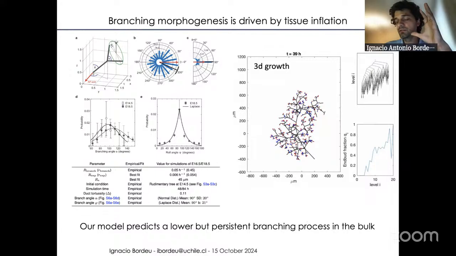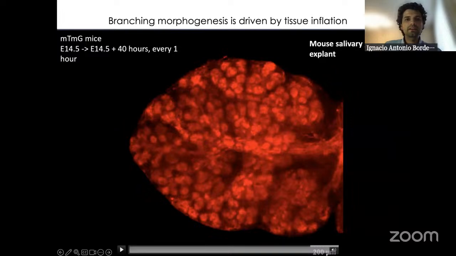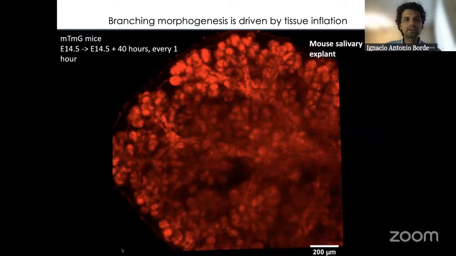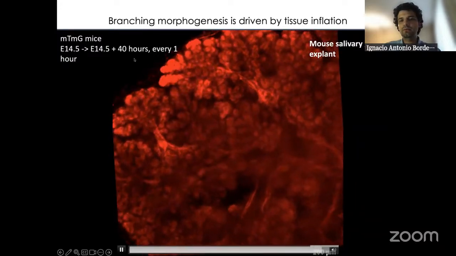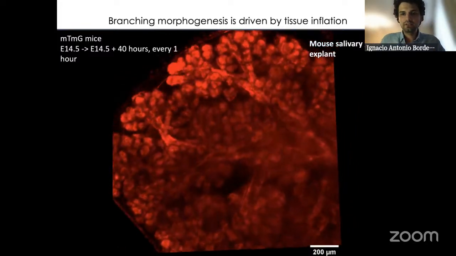We cannot see it in vivo because we have no way of reaching the salivary gland of the mouse in vivo. All the images I showed earlier are from salivary glands that are extracted from the mouse and then imaged. So it's a dead tissue. But what we did was to do an explant. So we took out a salivary gland of one of the mouse, and Lemonia managed to image this ex vivo. So this is in a petri dish. And what you can see is how the tissue evolves during 40 hours. We imaged every hour. So what you see there is this drastic inflation of the tissue within 40 hours.